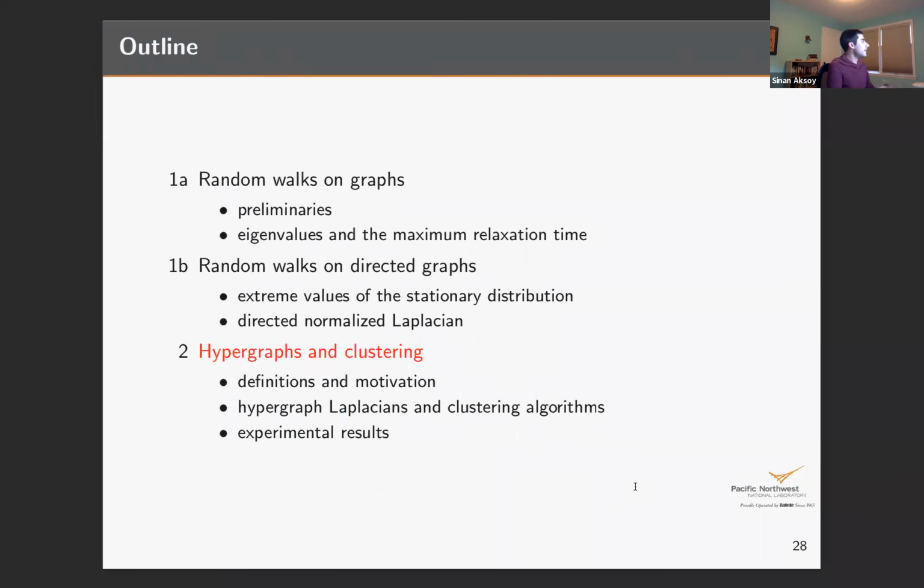Okay, great. So now, having built up maybe some of that background, I want to turn to a problem that's a little bit more applied and maybe data-driven, which is going to have to do with hypergraphs and clustering on hypergraphs. And so we'll actually use some of the work that we did on random walks on directed graphs in this third and final part of the talk.